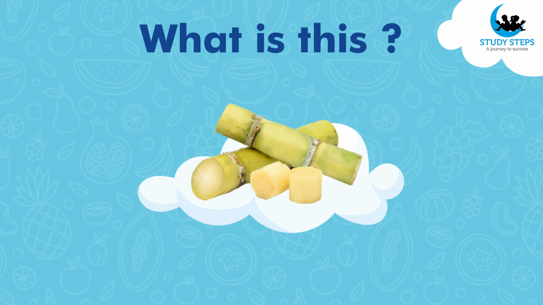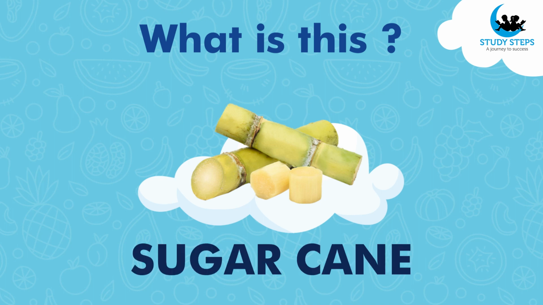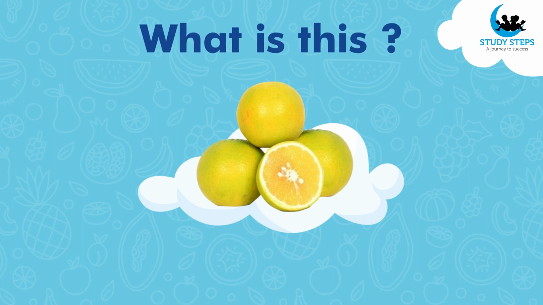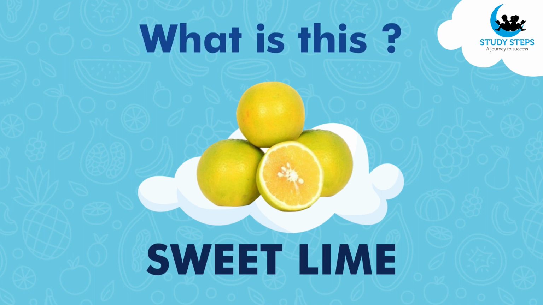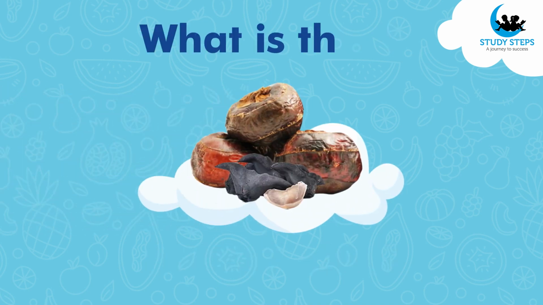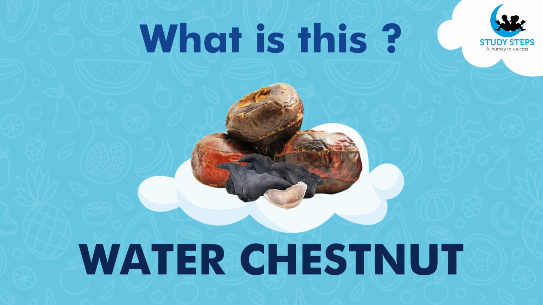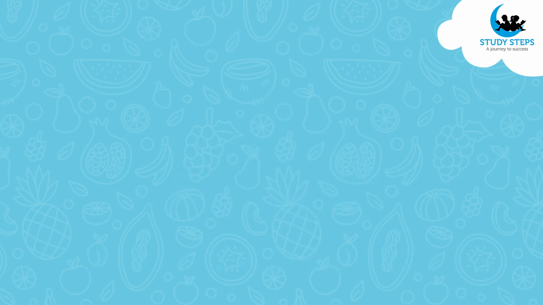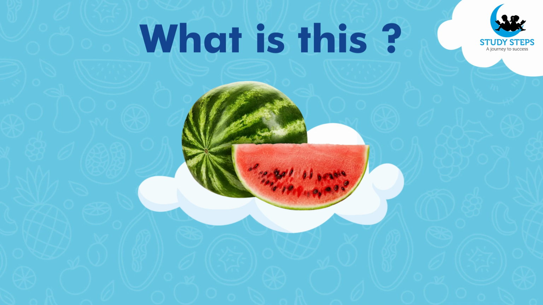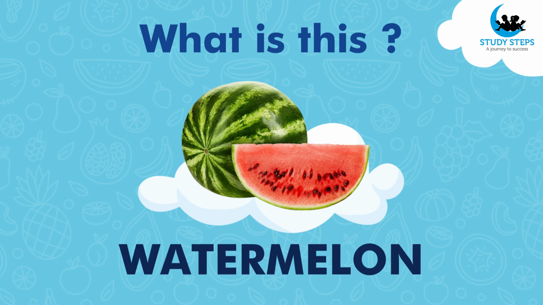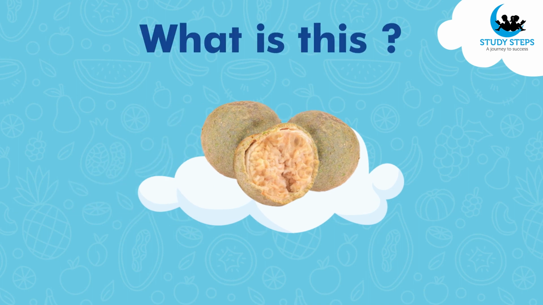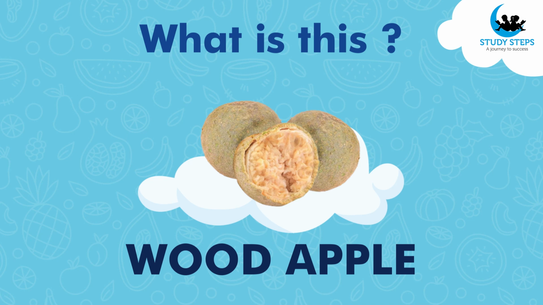What is this? Sugar cane. What is this? Sweet lemon. What is this? Water chestnut. What is this? Watermelon. What is this? Wood apple.